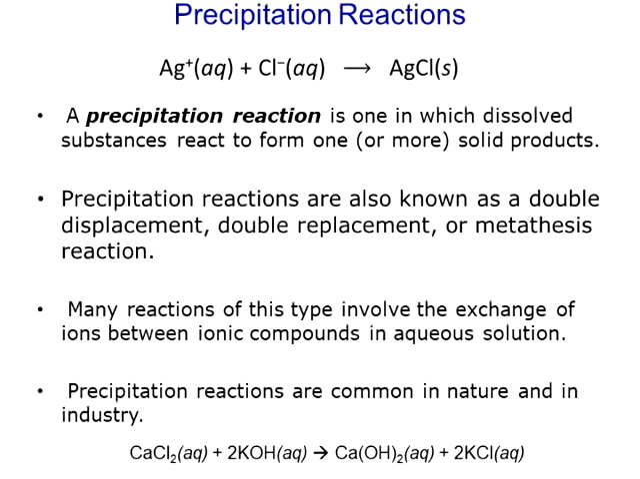A precipitation reaction is one in which dissolved substances react to form solid products. So, when a solid product results from the combination of two aqueous solutions, that is called a precipitation reaction. Precipitation reactions are also known as double displacement, double replacement, or even metathesis. So these are terms used to describe this type of process. Many reactions of this type involve the exchange of ions between ionic compounds in aqueous solutions. Precipitation reactions are common in nature and in industry.